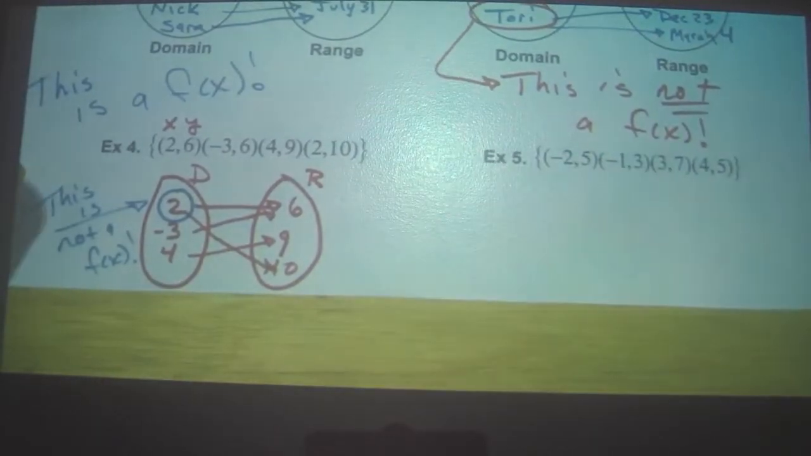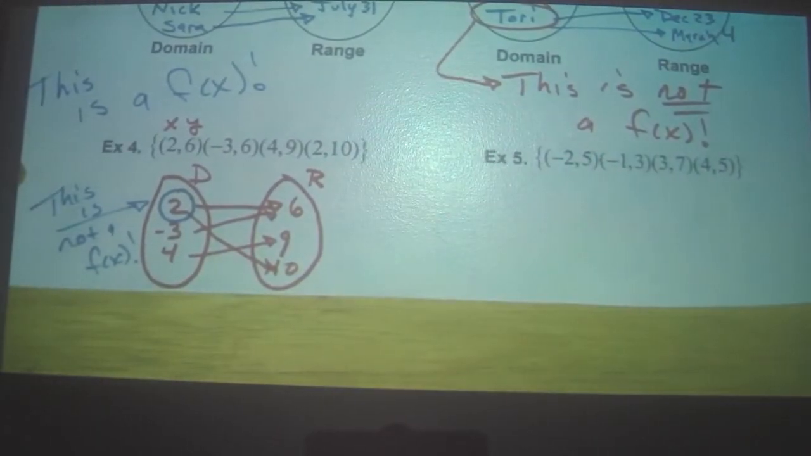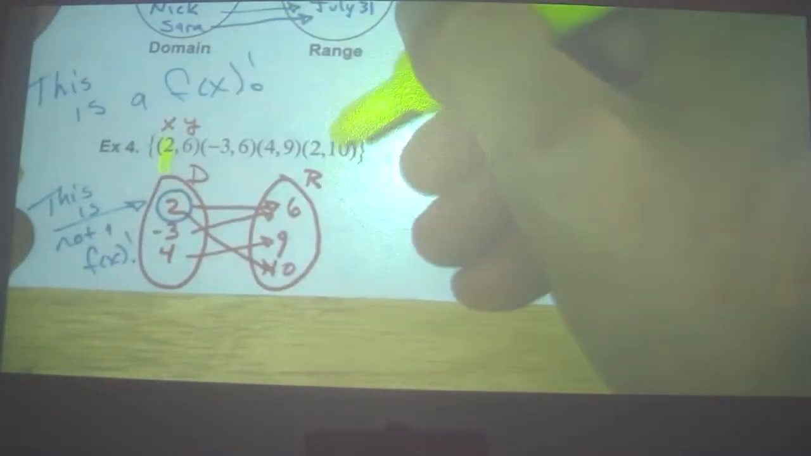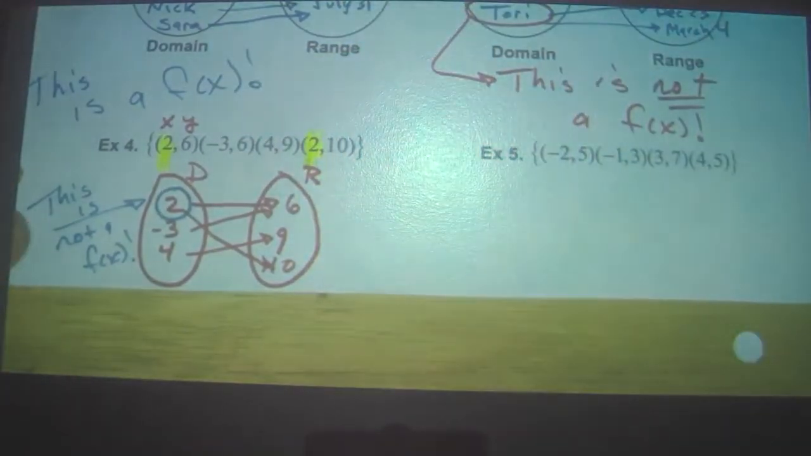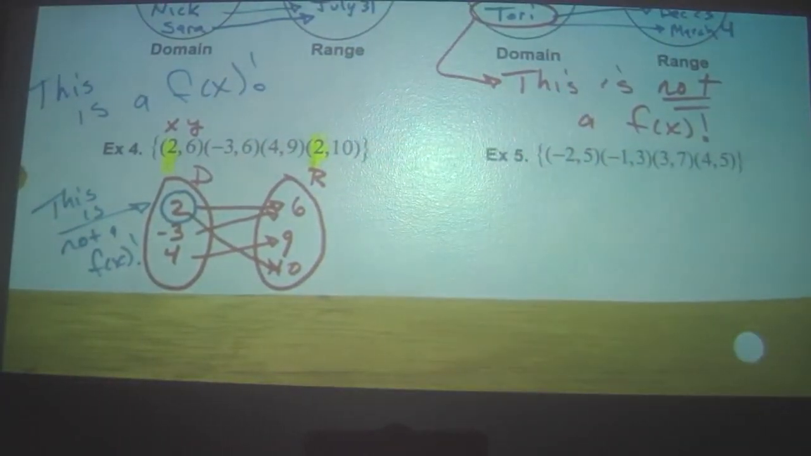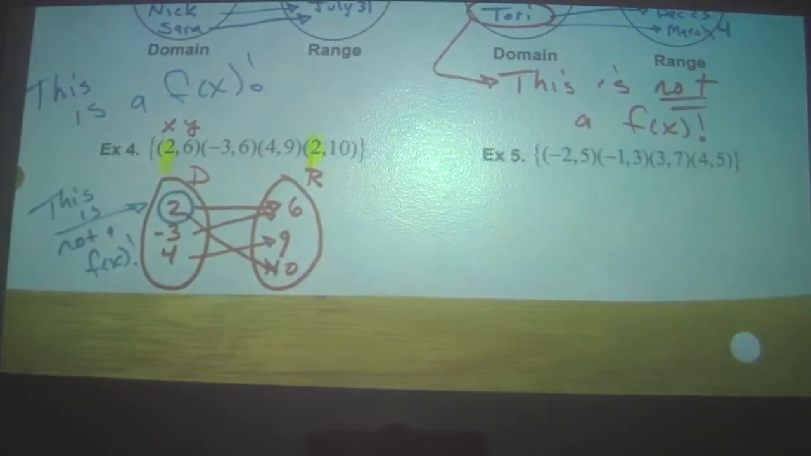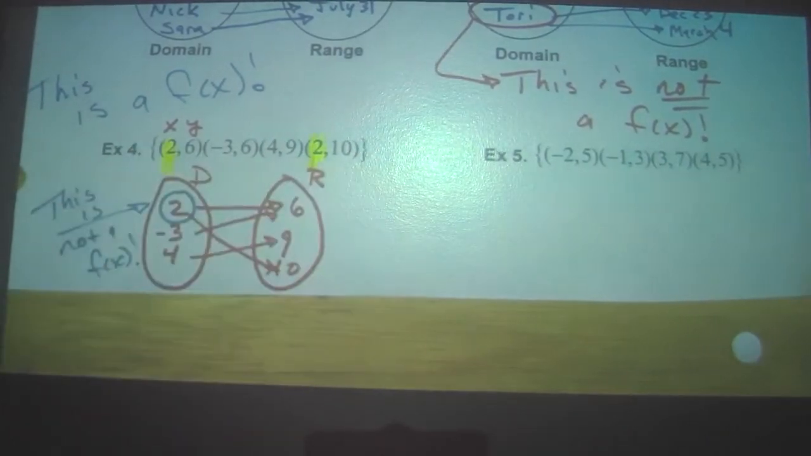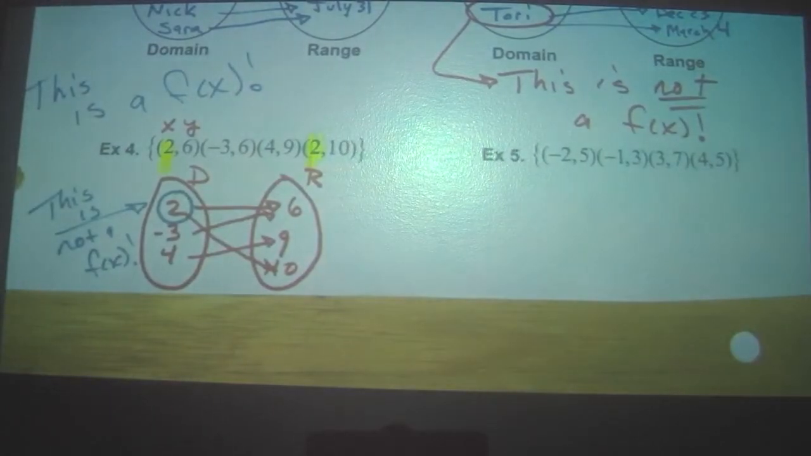Not a function. Okay? Now, do you have to write those bubbles out? No, you don't have to. Usually what I'll do is I'll go through, and if I see an x value listed twice going to 2 different y values, then the answer is no. Okay? So if I see 2 x values, no, can't do it.